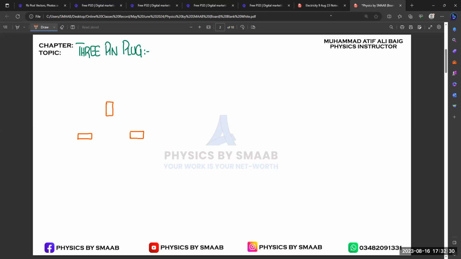We know that it will be like this: two are horizontal at the bottom and one is vertical in the middle. So now we need to know about the wires that are actually connected with these pins and what their purpose is. First of all, we need to connect one wire over here. Then we are going to connect the second wire over here. And for the third point, we have an additional component.